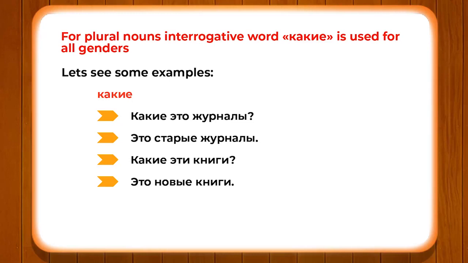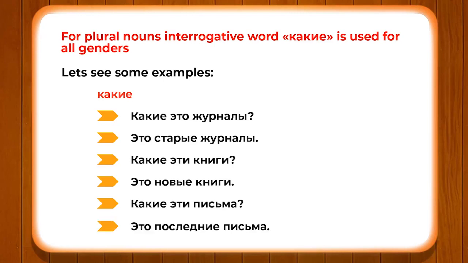Then the third question, kakie eti pisma. From pismo, which means letter, if we change it into plural, it becomes pisma. Eto poslednie pisma. So from pismo to pisma, accordingly the adjective also changes to poslednie pisma. You can also have certain other examples where you can change it with the adjectives.